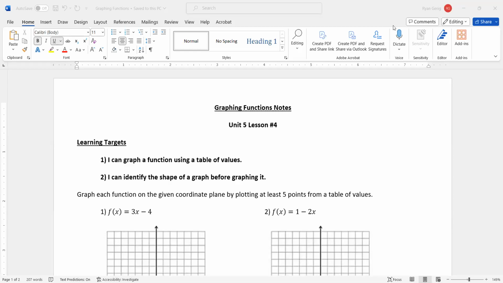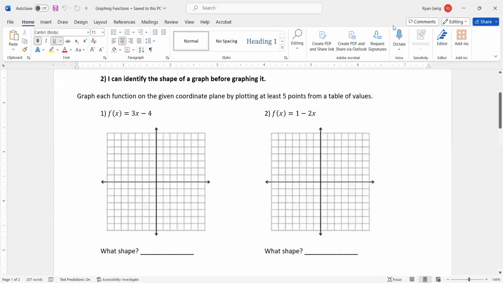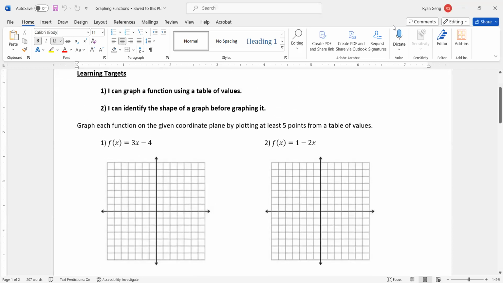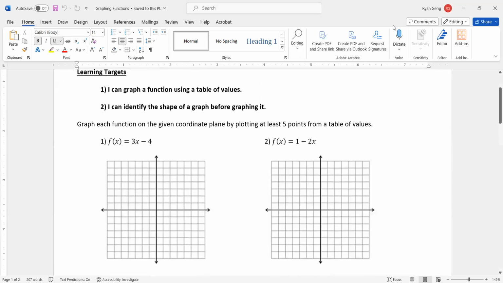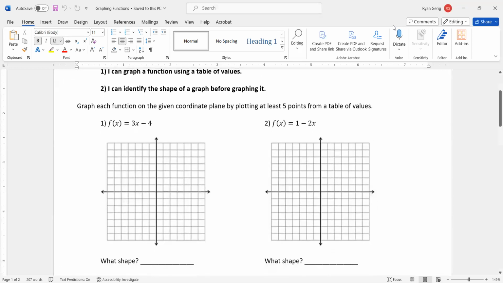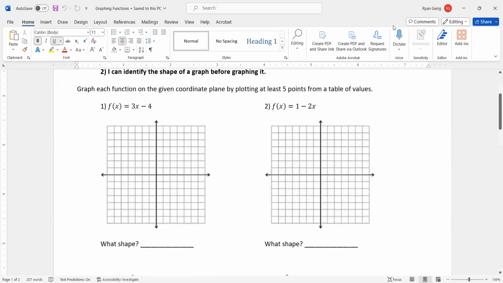This is basically an extension or a continuation of what we did with the last lesson where we evaluated functions. I kind of showed you at the end of that video that this is what we would be doing today. But we're going to graph the functions today using a table of values, and then we're going to identify the shape of the graph before graphing it.